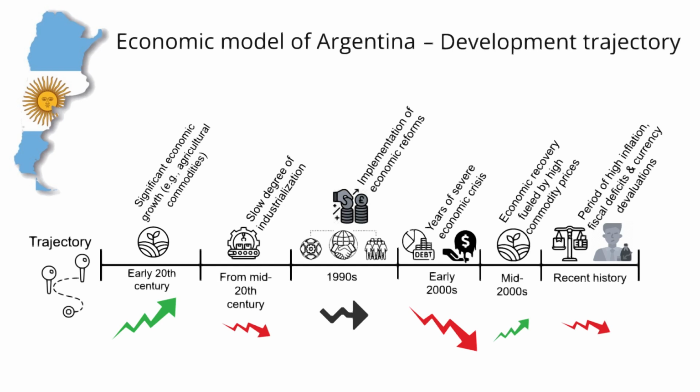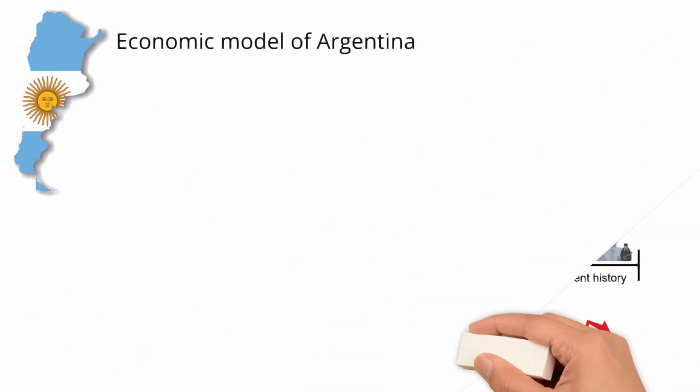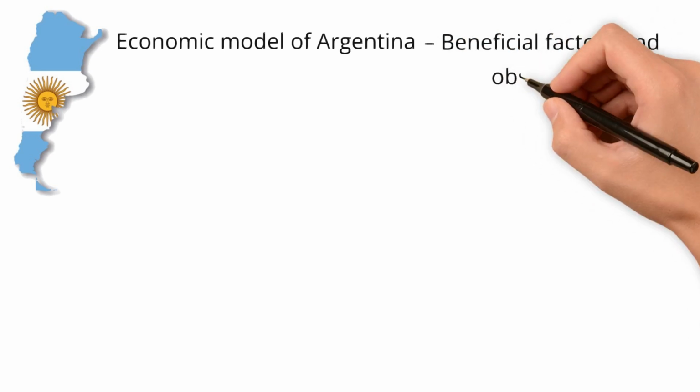It's important to point out here that the trajectory of the Argentine economy has been influenced by both domestic and external factors, including government policies, global economic trends, commodity prices, and international financial markets. The economy has shown resilience at times, but it has also faced recurring challenges that have affected its growth and stability. What are some favorable characteristics that enable growth of the economy?